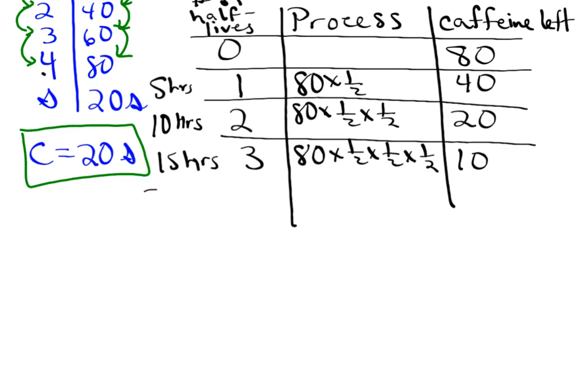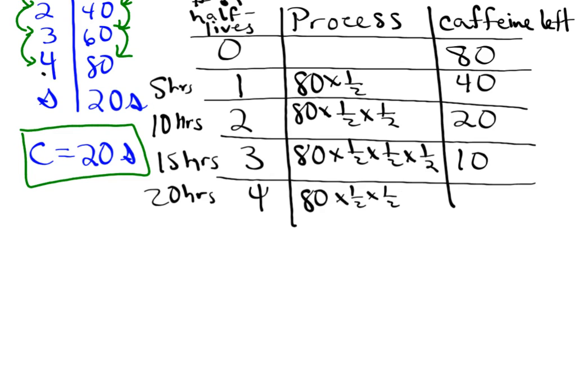Let's do one more. What about 20 hours later? That's almost a full day. 20 hours is how many half-lives? Four. So that means it's been cut in half 4 times. Which is? Five. Now we're down to 5 milligrams.